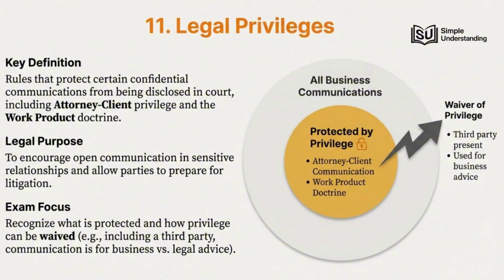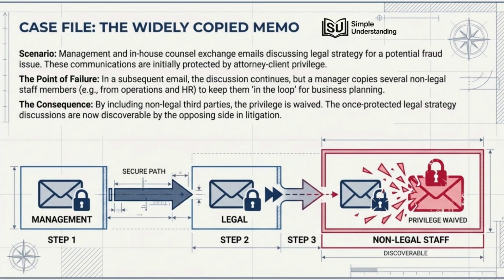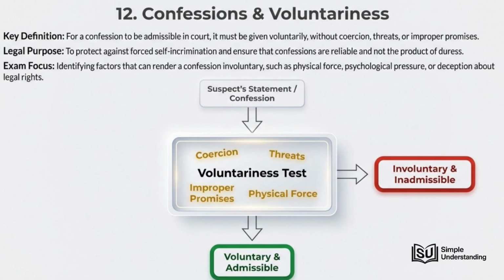The CFE exam tests your ability to recognize when documents and communications are protected and when privilege is waived, such as when third parties are included or when communications are used for business rather than legal purposes. In practice, emails between management and in-house counsel discussing legal strategy may be protected, but the same emails copied to non-legal staff may lose privilege. Fraud examiners must know when they can access documents and when legal counsel must be involved to avoid violating protected communications.